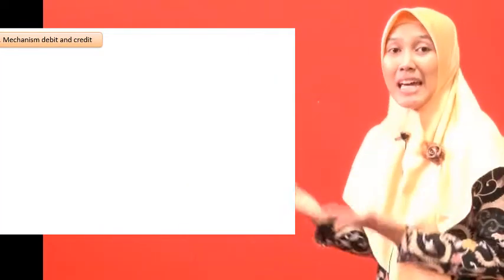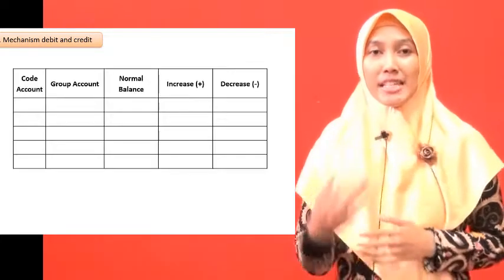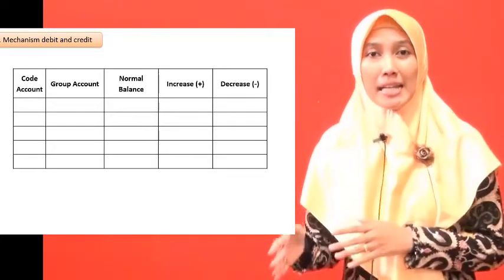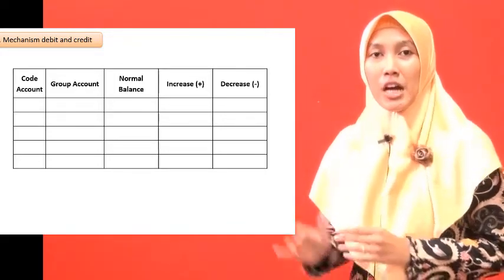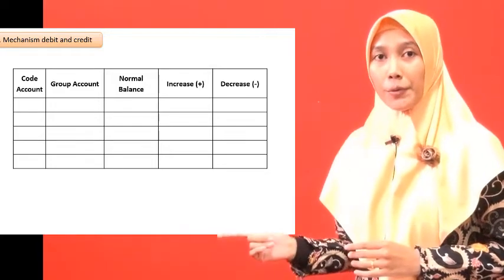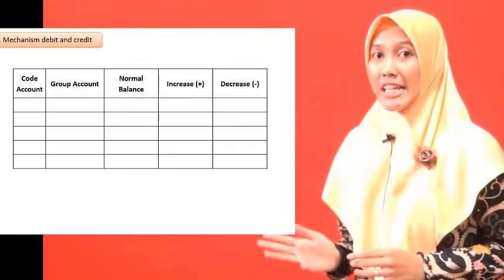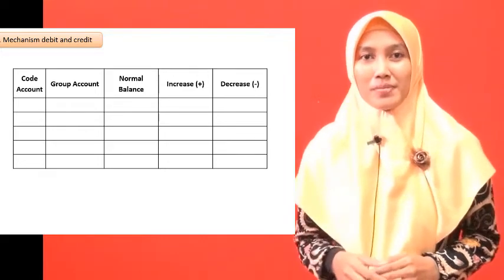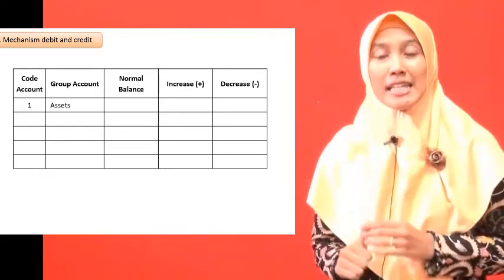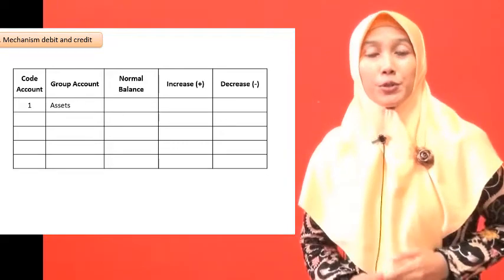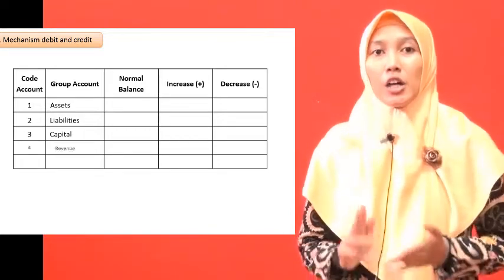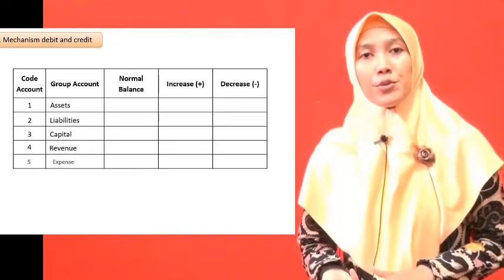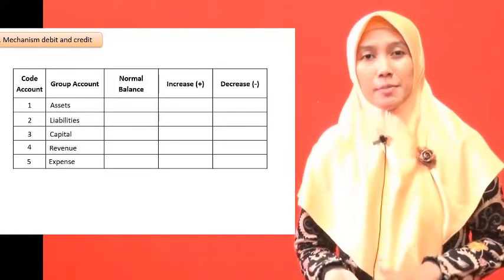Next, mechanism debit and credit. This is a table to make it easier for you to learn about the mechanism of debit and credit. There are 5 columns: code account, group account, normal balance, increase, and decrease. Code account 1 is asset. Code account 2 is liabilities. Code account 3 is capital. Code account 4 is revenue, and code account 5 is expense.